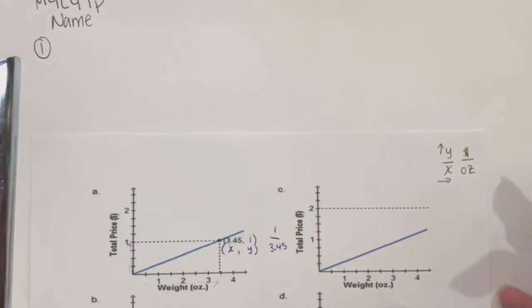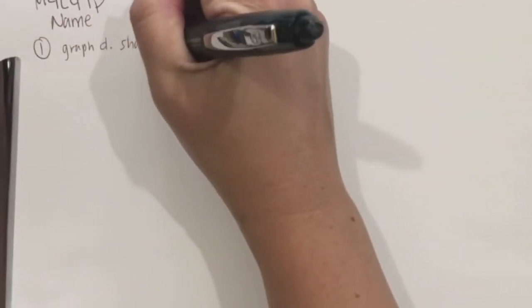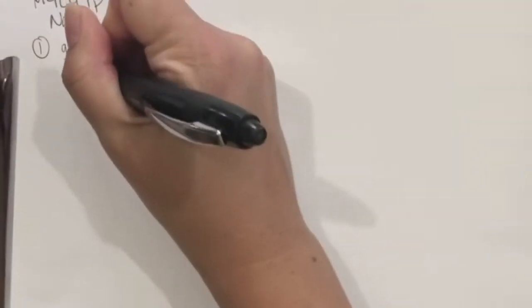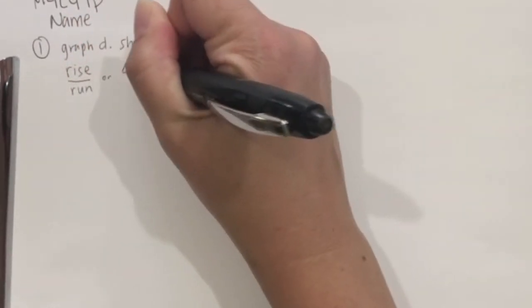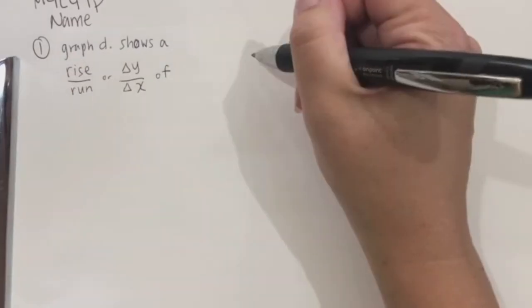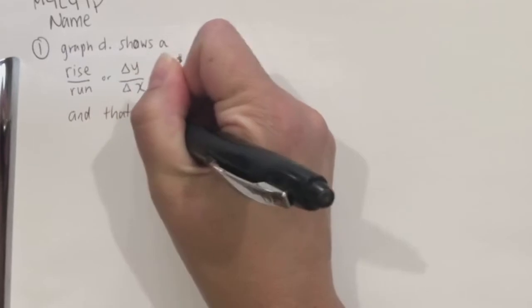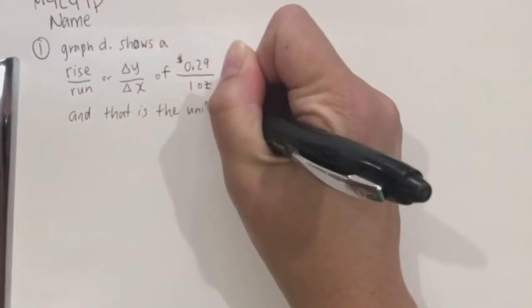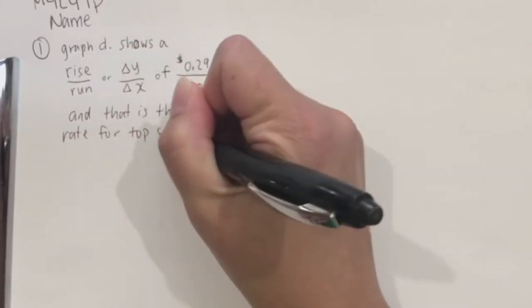So you can type into the box on number 1 that graph D shows a rise over run, or a change in Y over a change in X of $0.29 per 1 ounce, and that is the unit rate for top sirloin.